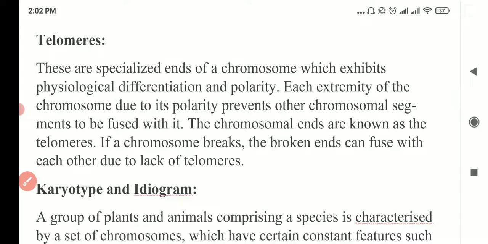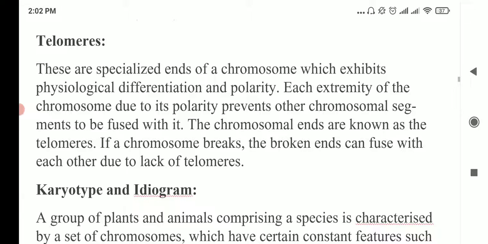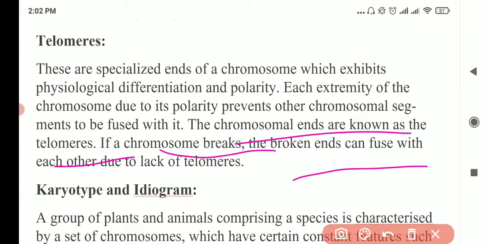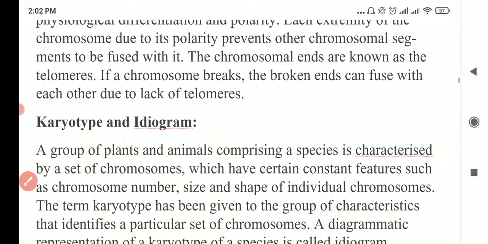So the ends of a chromosome are known as the telomeres. Okay, this line: if a chromosome breaks, the broken ends can fuse with each other due to the lack of telomere. I've already explained this before reading it. If you cut a part without a telomere, it can fuse. This is how mutations happen, no?